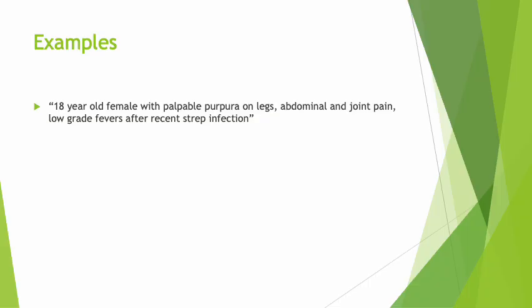So let's say you have an 18-year-old female with palpable purpura on her legs, abdominal and joint pain, low-grade fevers after a recent strep infection. So this is leaning more towards that IgA vasculitis.